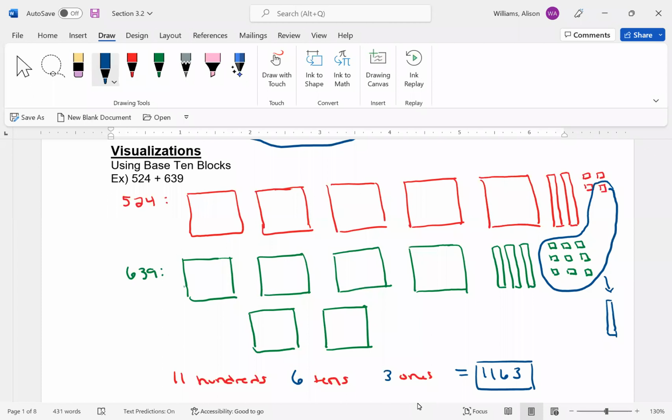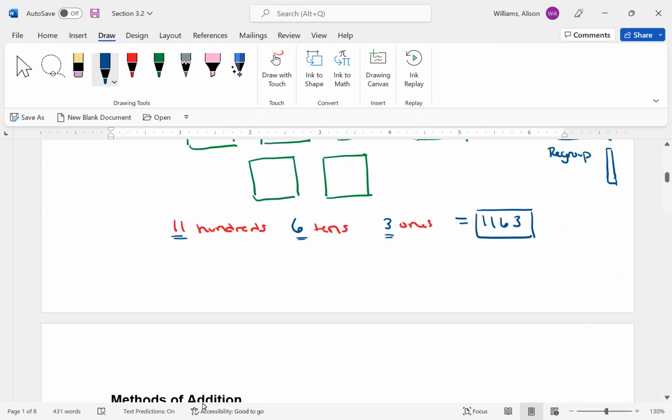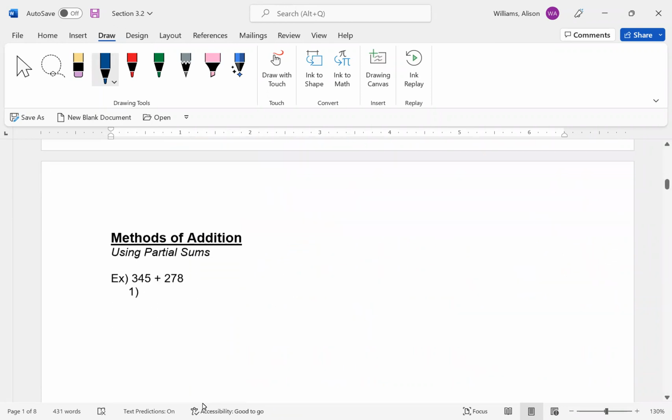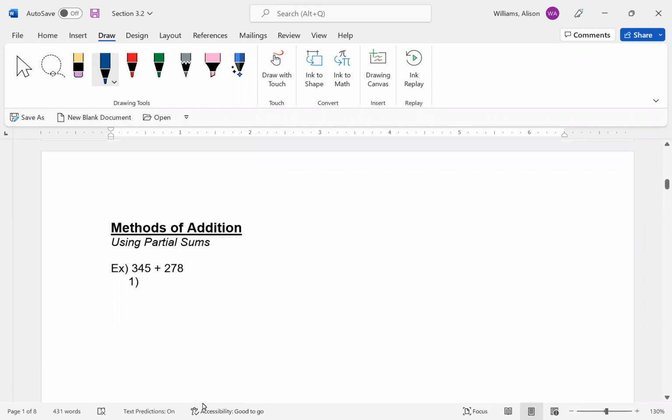So I'm reading the numbers here, but I had to first do regrouping before I was able to give the final answer. Okay. All right. So that's usually using the tens blocks. Okay. Now let's talk about different methods for addition.